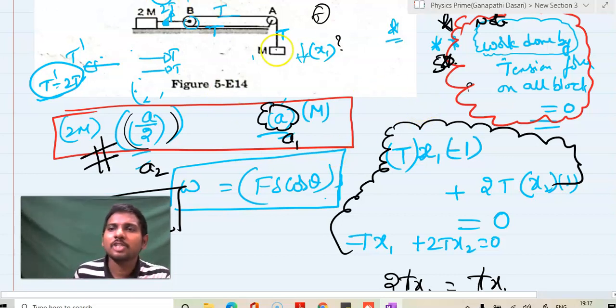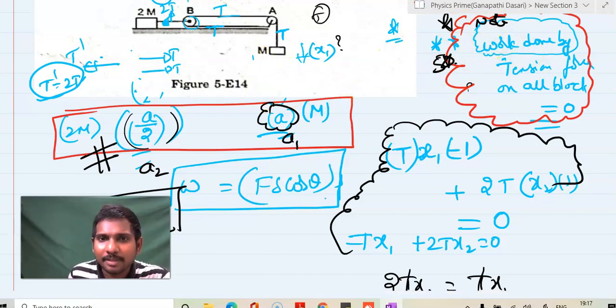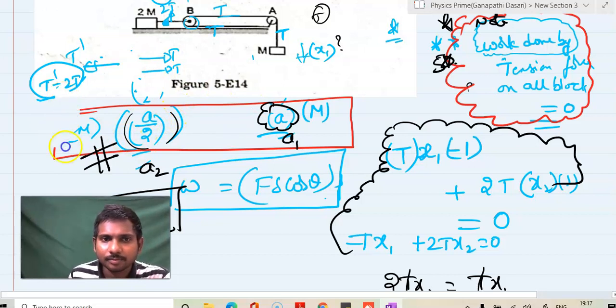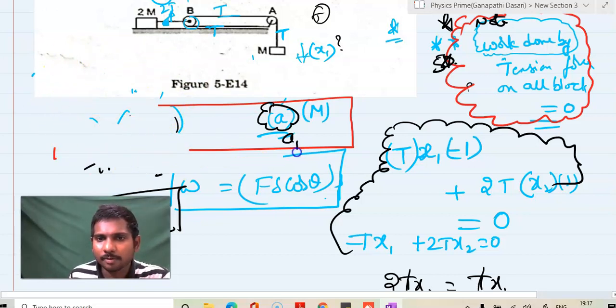So let us solve this problem. After noting this point down, I'll solve the present problem. This is the only point that I wanted to teach you. A very, very important point. I'll solve the problem.